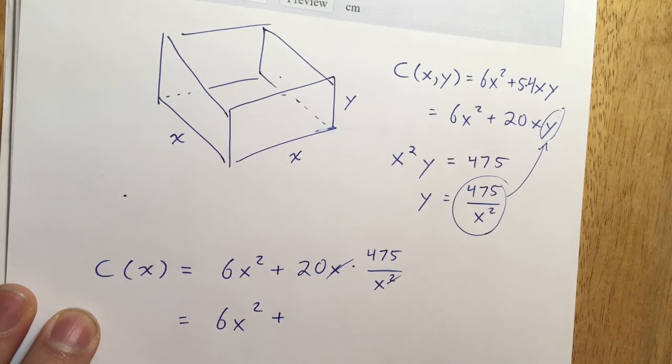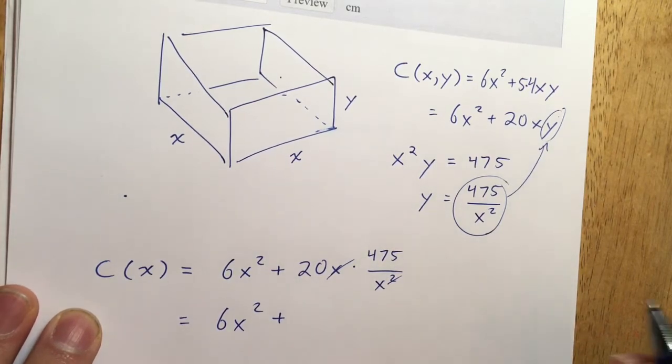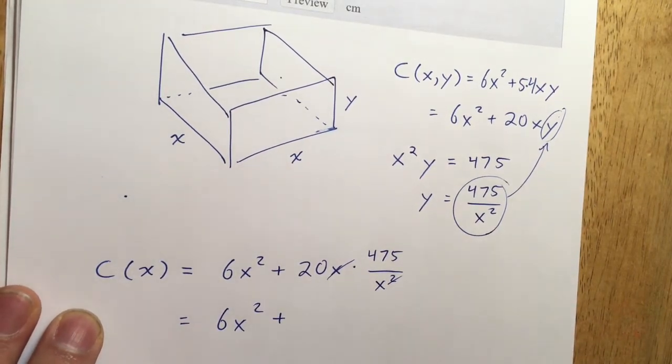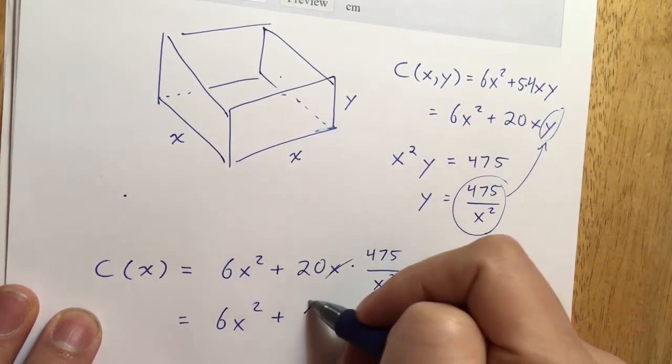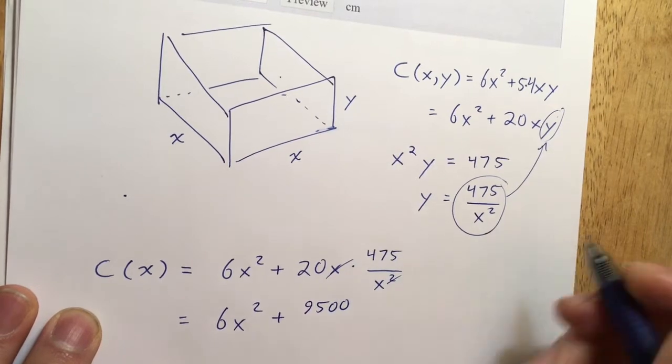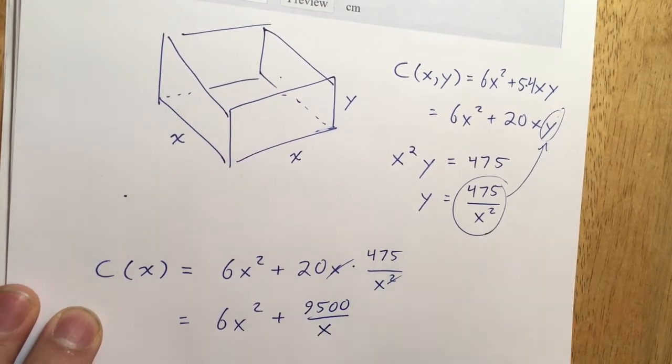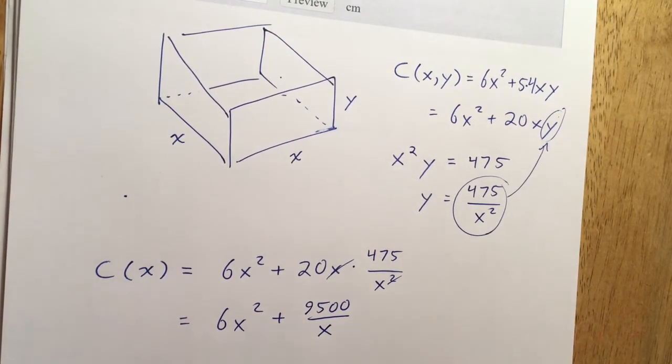If I simplify this, these x's cancel. 20 times 475, I did this ahead of time. I think it's 9,500. Wait, no. Maybe it is. Let me just double check. Yes, 9,500. So 9,500 divided by x. That's the cost as a function of a single variable.